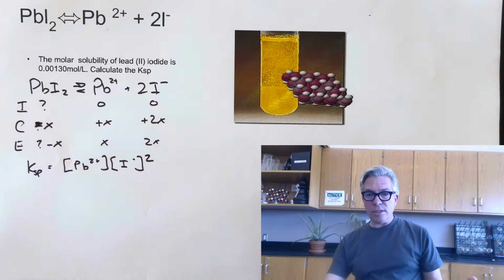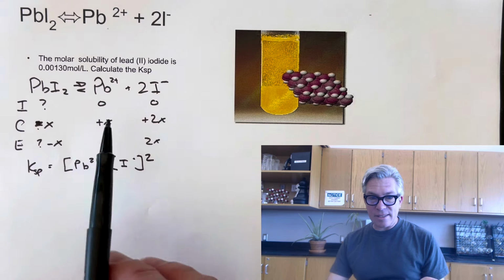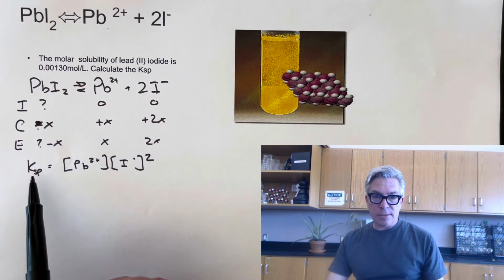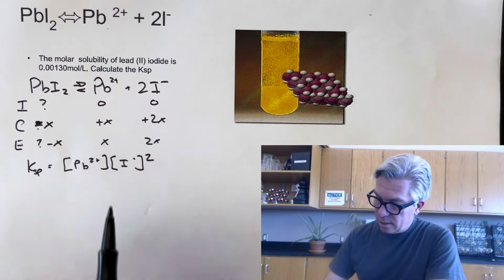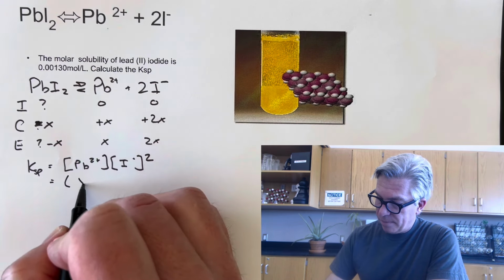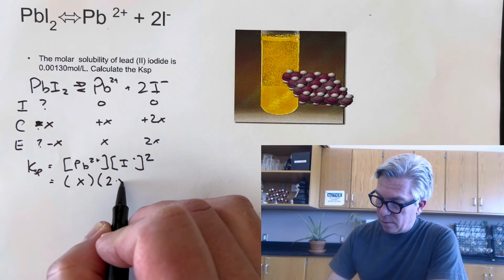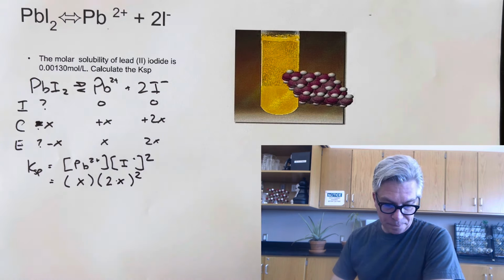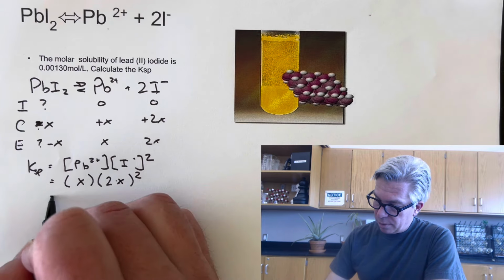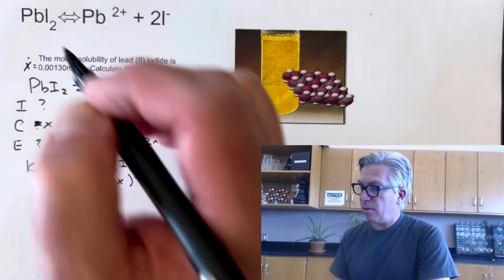Okay, and now this one is the opposite type problem because we know the molar solubility, which is X, and we're trying to find Ksp. So let's go in reverse. The lead concentration is going to be X. The iodine concentration is going to be 2X, and then we're going to square that to get our final answer. So let me plug these in. That equals X.